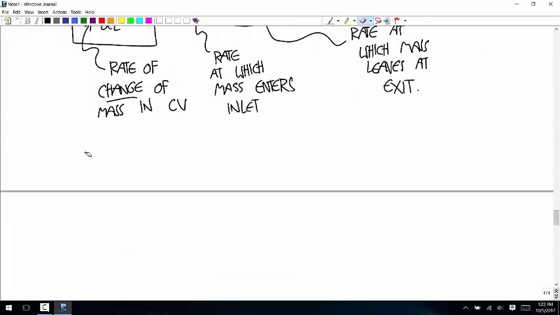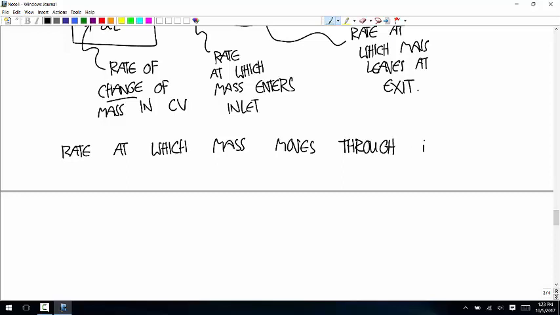And the rate at which mass moves through the inlet and the exit is calculated by the expression m dot is equal to the integral.